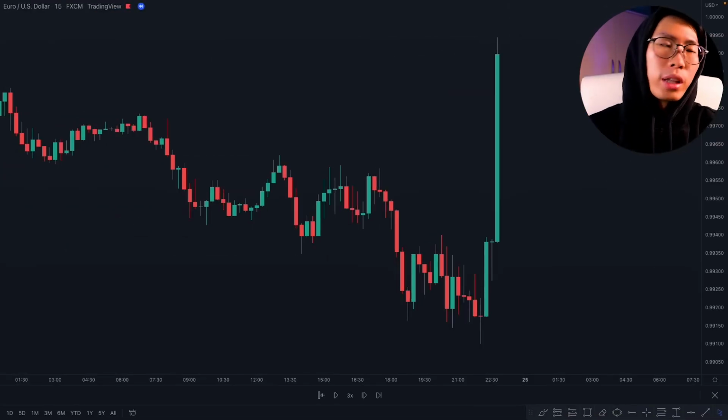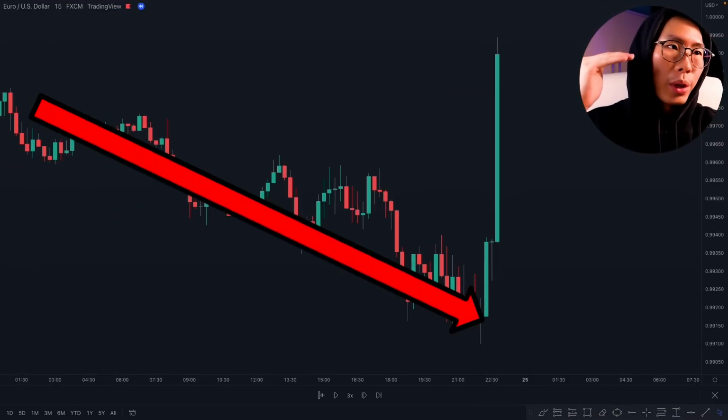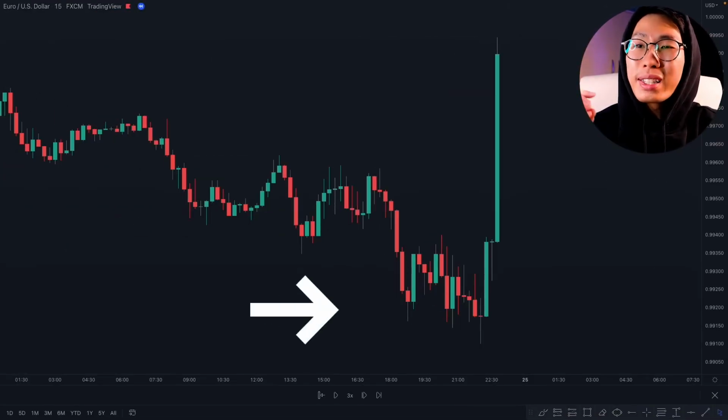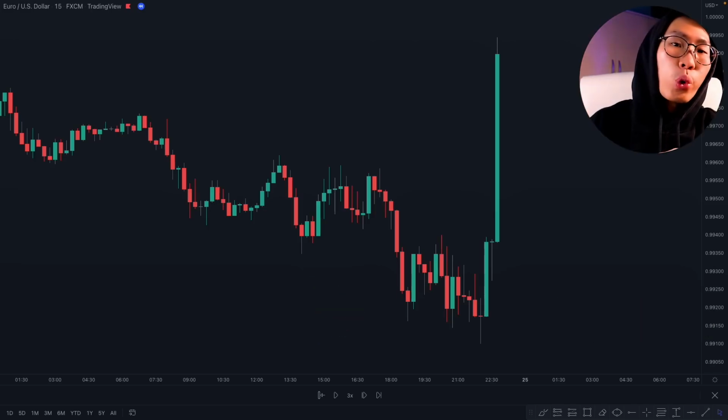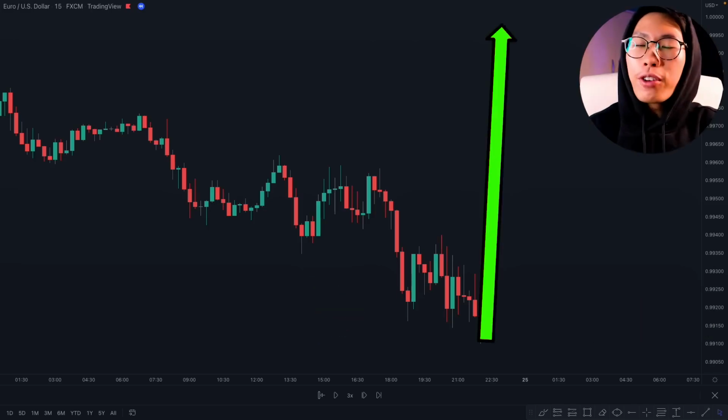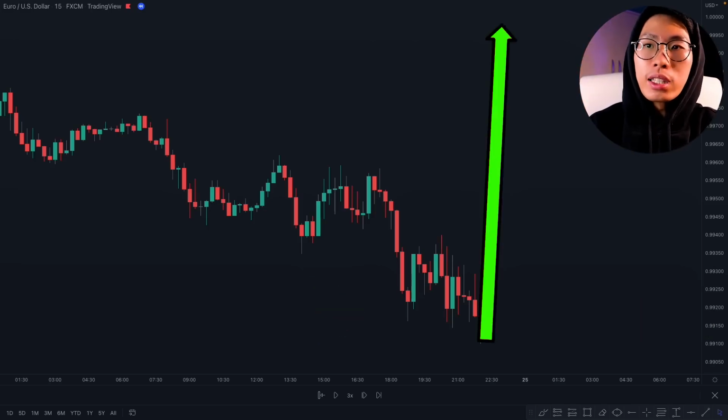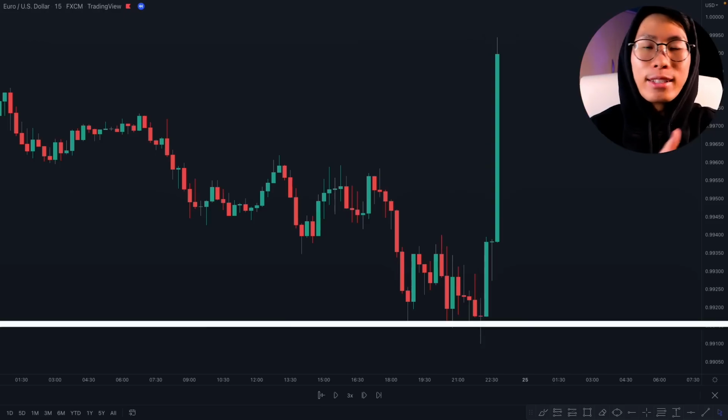Here's another example. You can see that price has been going down, it has just been a downtrend, and then it went back down to this area right here, and then reversed and shot back up significantly. So what you can do in this case is draw a support level at this swing low.